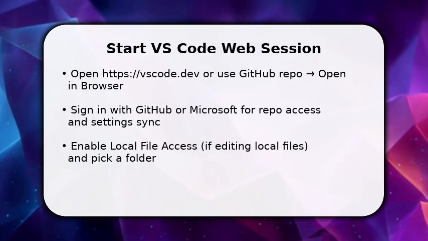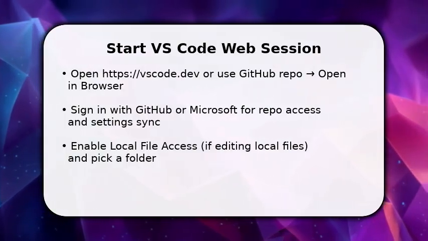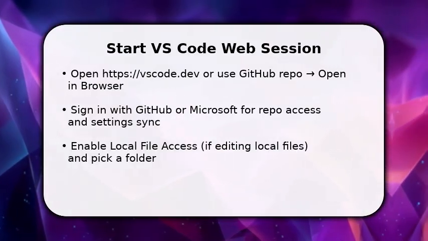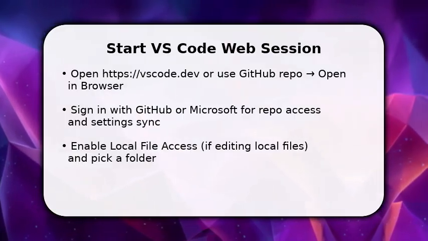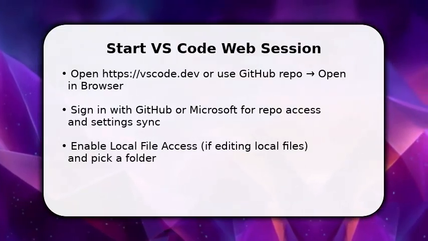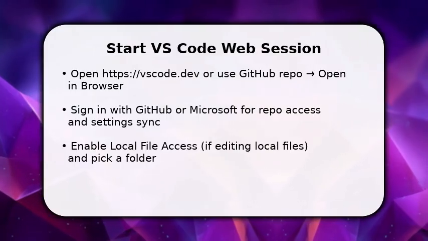You begin by launching VS Code Web in your browser and connecting the editor to a repo or local files. This gives you instant editing without installing. Once done, sign in so your settings, extensions, and access tokens follow you. Make sure to enable local file access when prompted if you need to edit files on disk. Doing so lets the web editor read and write.